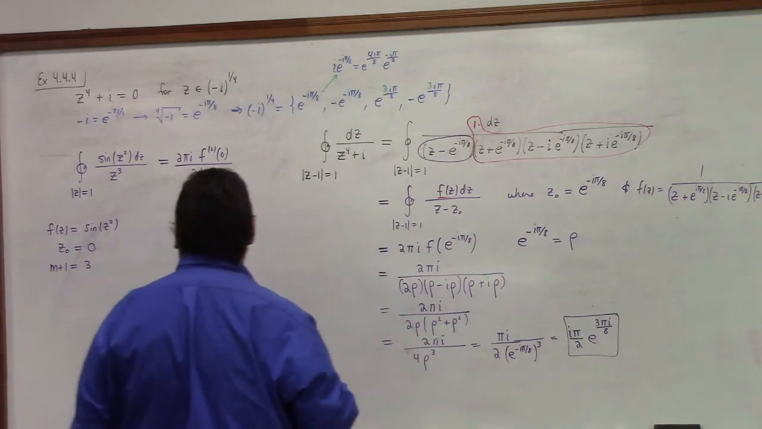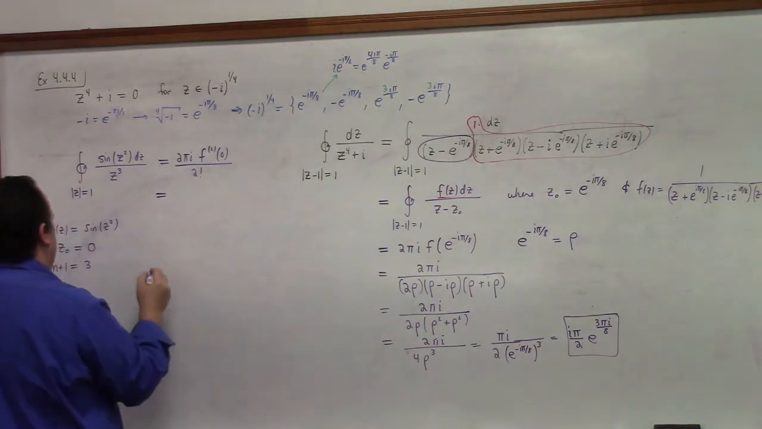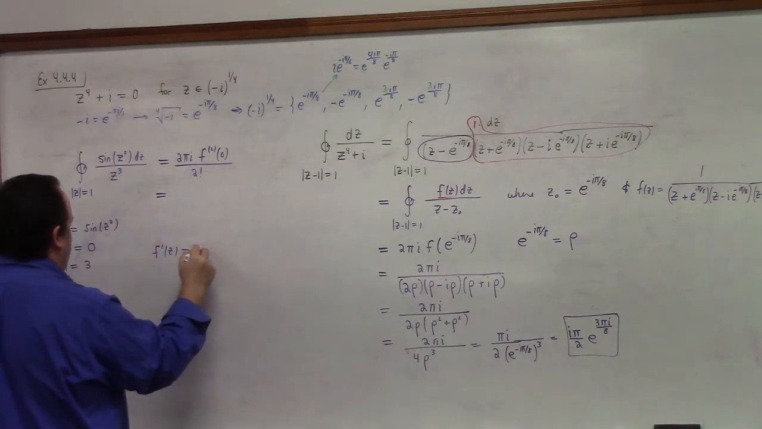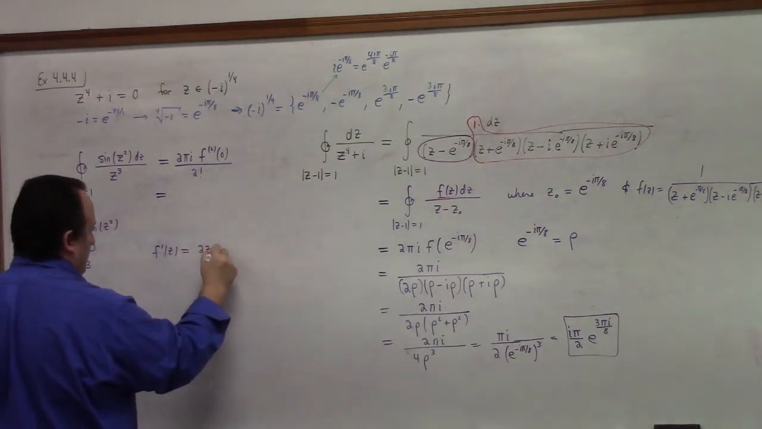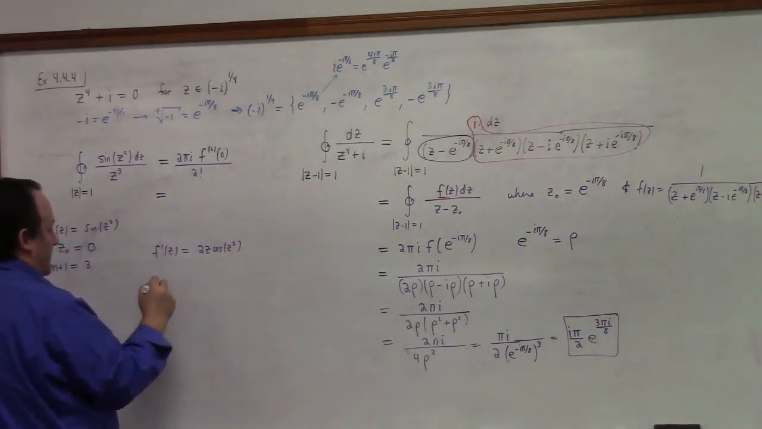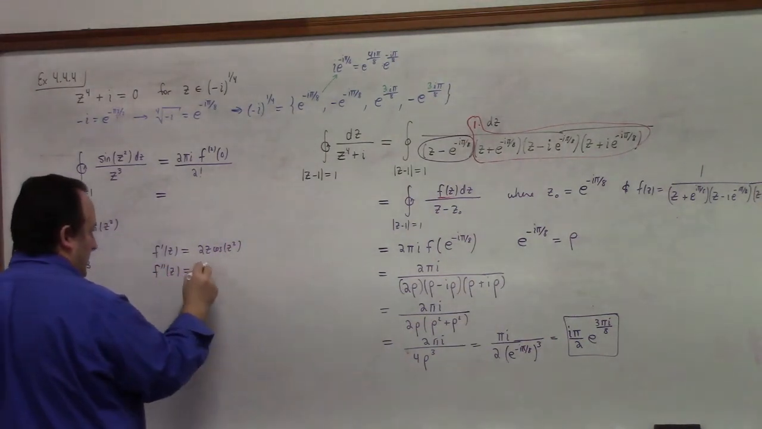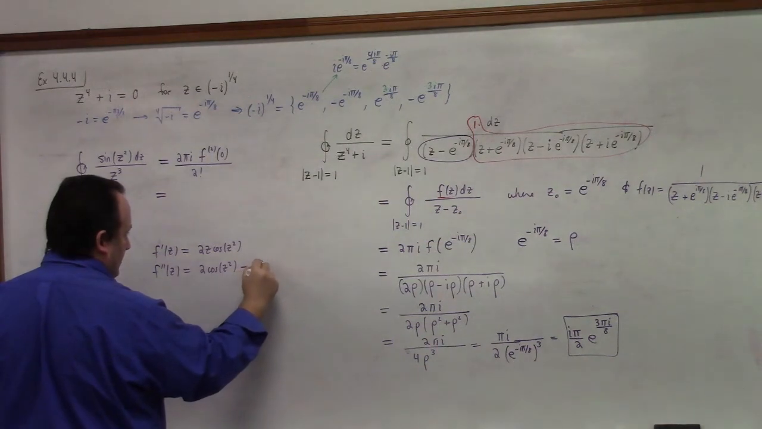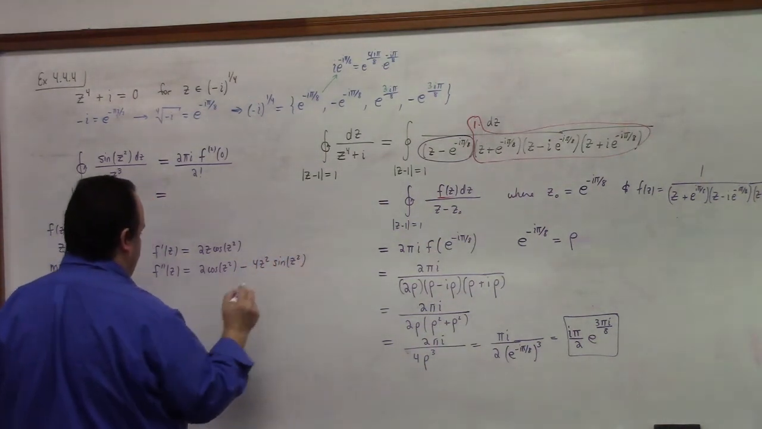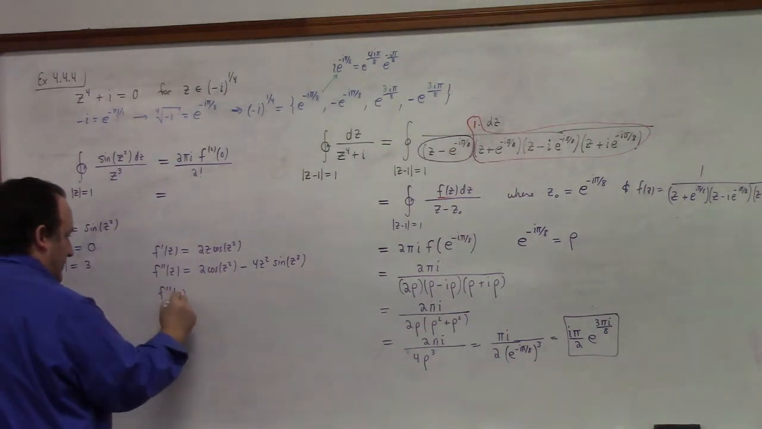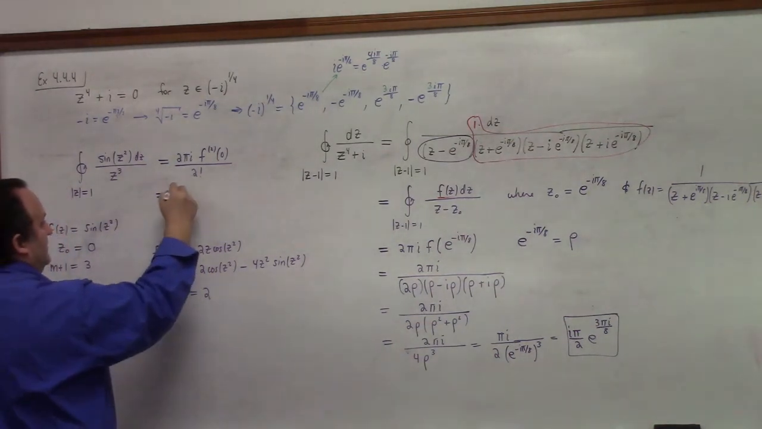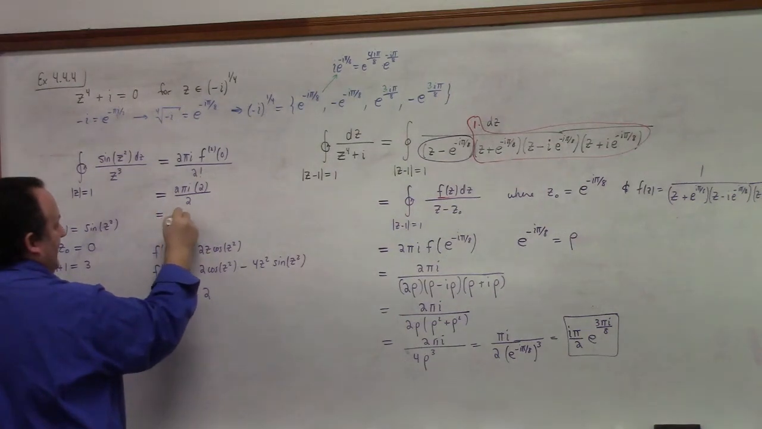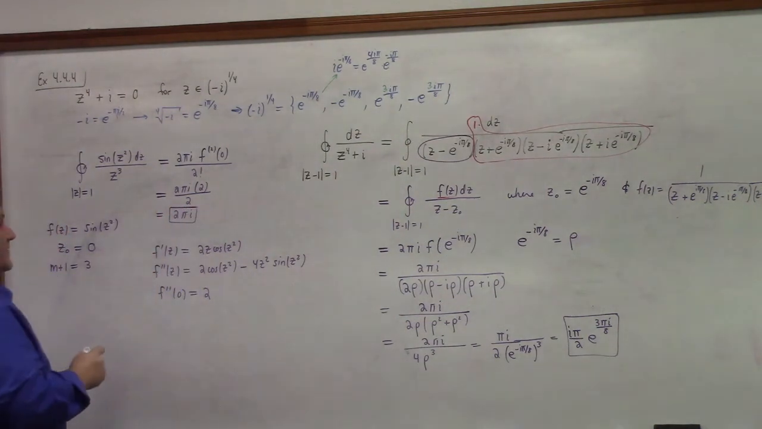So we have to now differentiate. So to figure out what that is, well, is it? Is it, though? F prime of z is 2z cosine of z squared, right? F prime prime is 2 cosine of z squared minus 4z squared sine of z squared. So in fact, f prime prime of 0 is 2. So we get 2 pi i times 2 divided by 2. So 2 pi i is that integral.